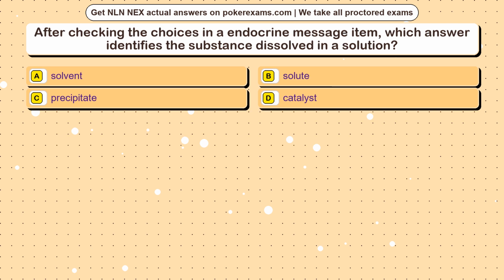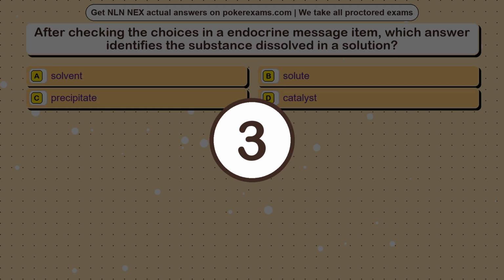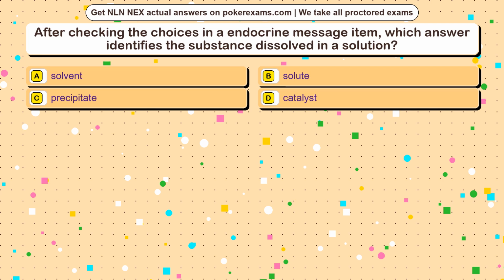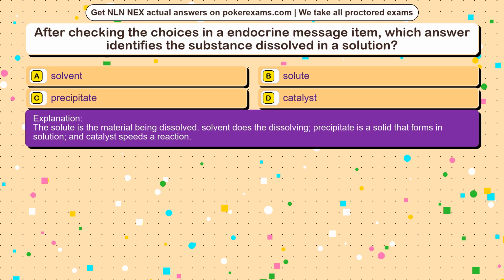Question 3. After checking the choices in an endocrine message item, which answer identifies the substance dissolved in a solution? Option A, solvent. Option B, solute. Option C, precipitate. Option D, catalyst. The correct answer is option B. The solute is the material being dissolved. Solvent does the dissolving. Precipitate is a solid that forms in solution, and catalyst speeds a reaction.